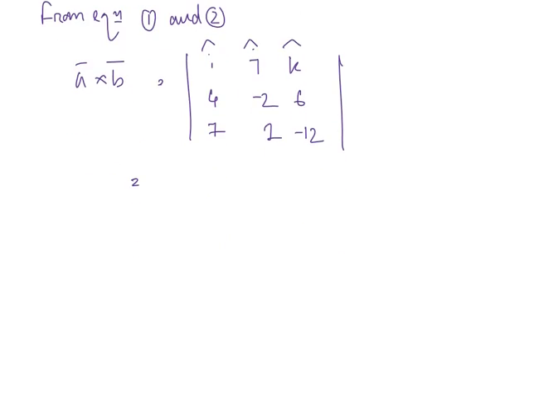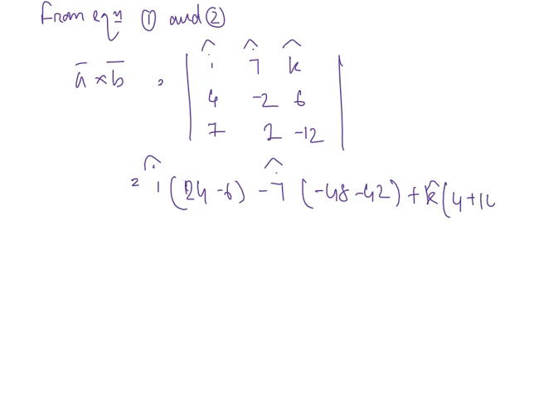So after the cross multiplication we get i hat multiplied by 24 minus 6, minus j hat multiplied by minus 48 minus 42, plus k hat multiplied by 4 plus 14. So this results in 18 i hat plus 90 j hat plus 18 k hat.